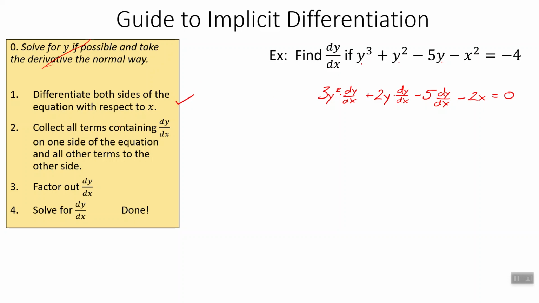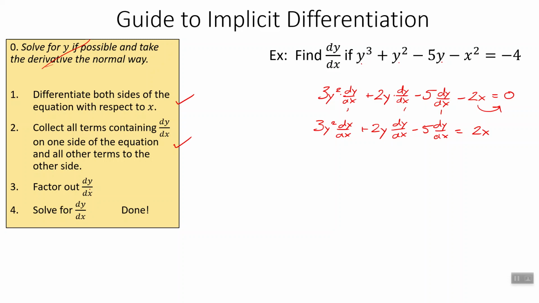Step 2. Collect all terms containing dy dx on one side of the equation and all other terms to the other side. So this has dy dx, this has dy dx, this has dy dx, this needs to move to the other side. So we're just going to add 2x over there. So we'll get 3y squared dy dx plus 2y dy dx minus 5 dy dx equals 2x. So that's step 2 done.